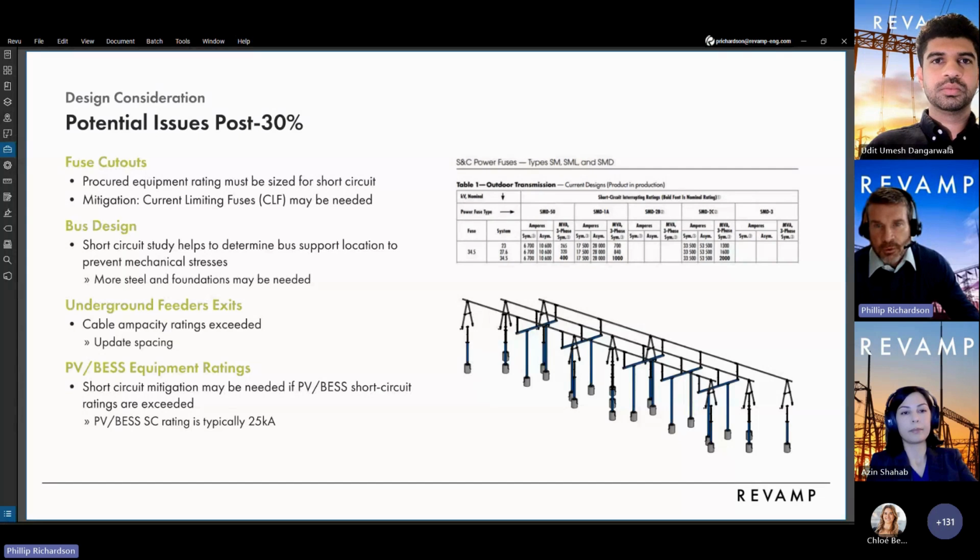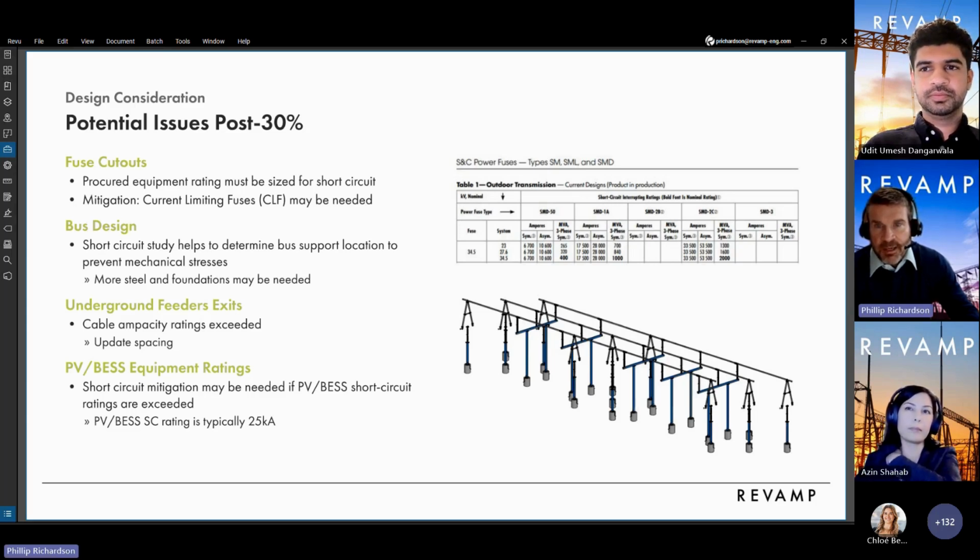Bus design. The short circuit study helps determine bus support locations to prevent mechanical stresses during fault. If the short circuit study determines that we need closer spans, well, more steel and foundation may be needed. Underground feeder exits. If the ampacity study comes back with lower ratings based on the design, then we may have to alter our feeder exit, having a wider space between the phases, etc.